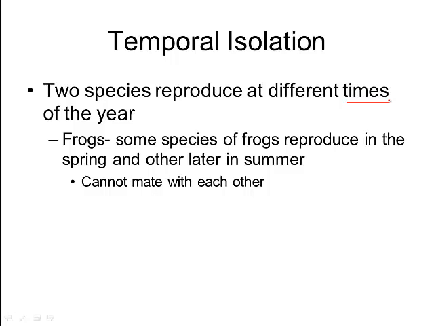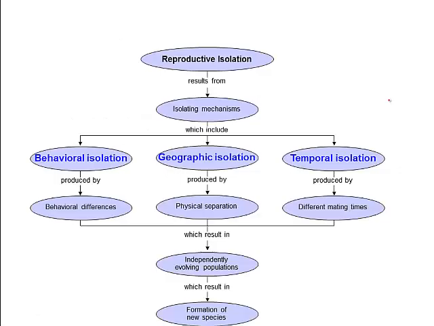You also can see this with flowers. Certain flowers will only bloom in the morning or in the afternoon, and that is when they are able to reproduce. And so they only can reproduce with the same species that is reproducing at that same time.